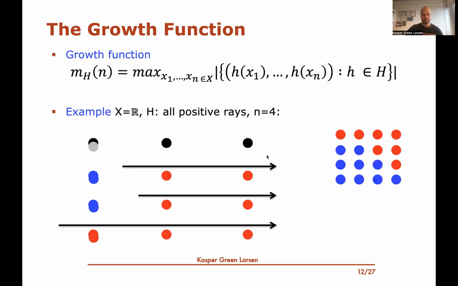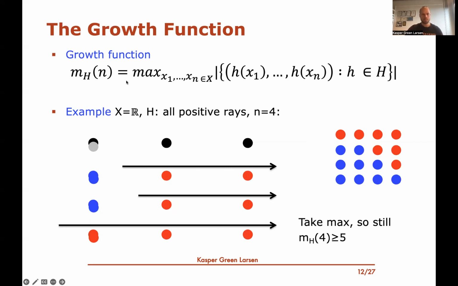And if you look at it, for this point set, we can only generate 4 different dichotomies, right? Because you either have to include both of the first 2 points or none of them, right? You cannot include just one of them. So here we can only generate 4 dichotomies for this point set.